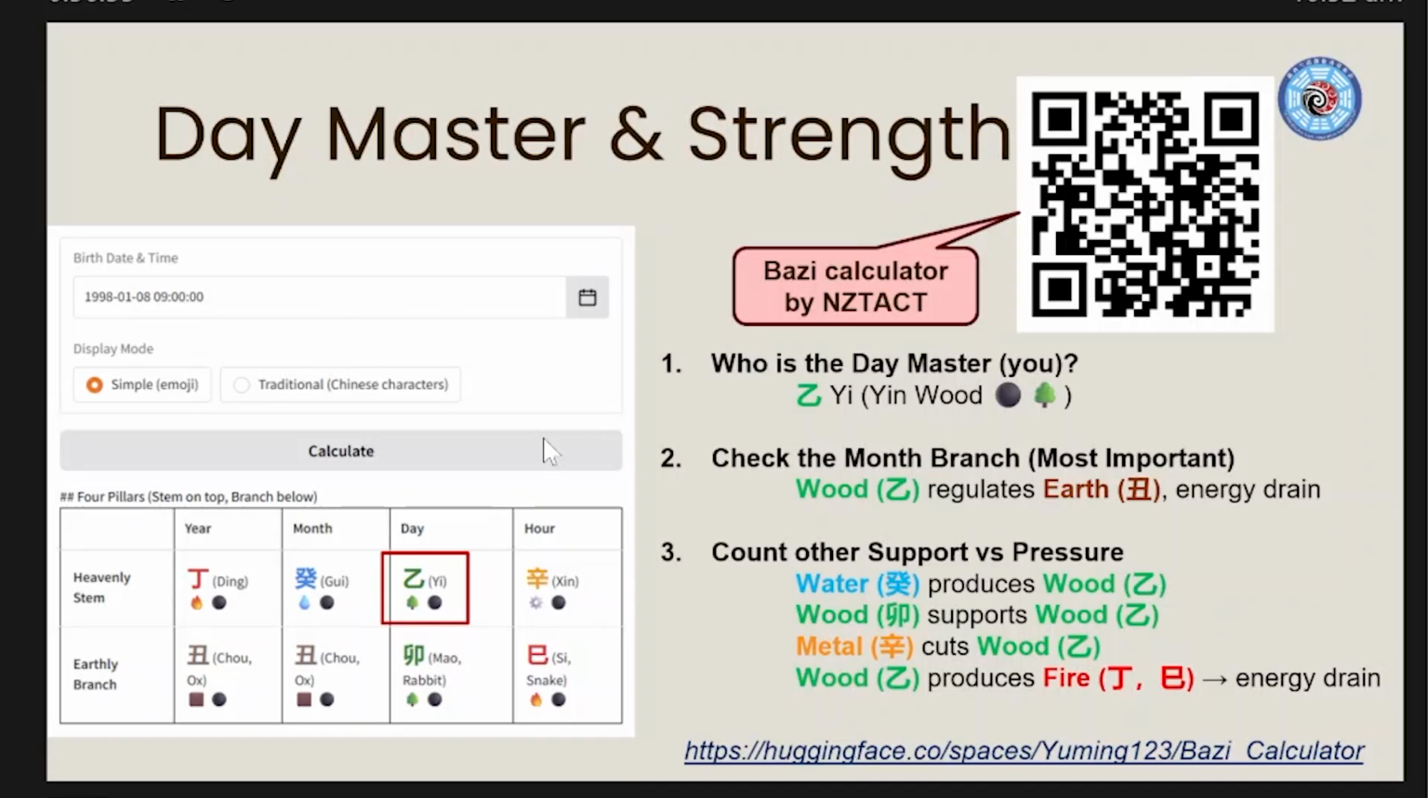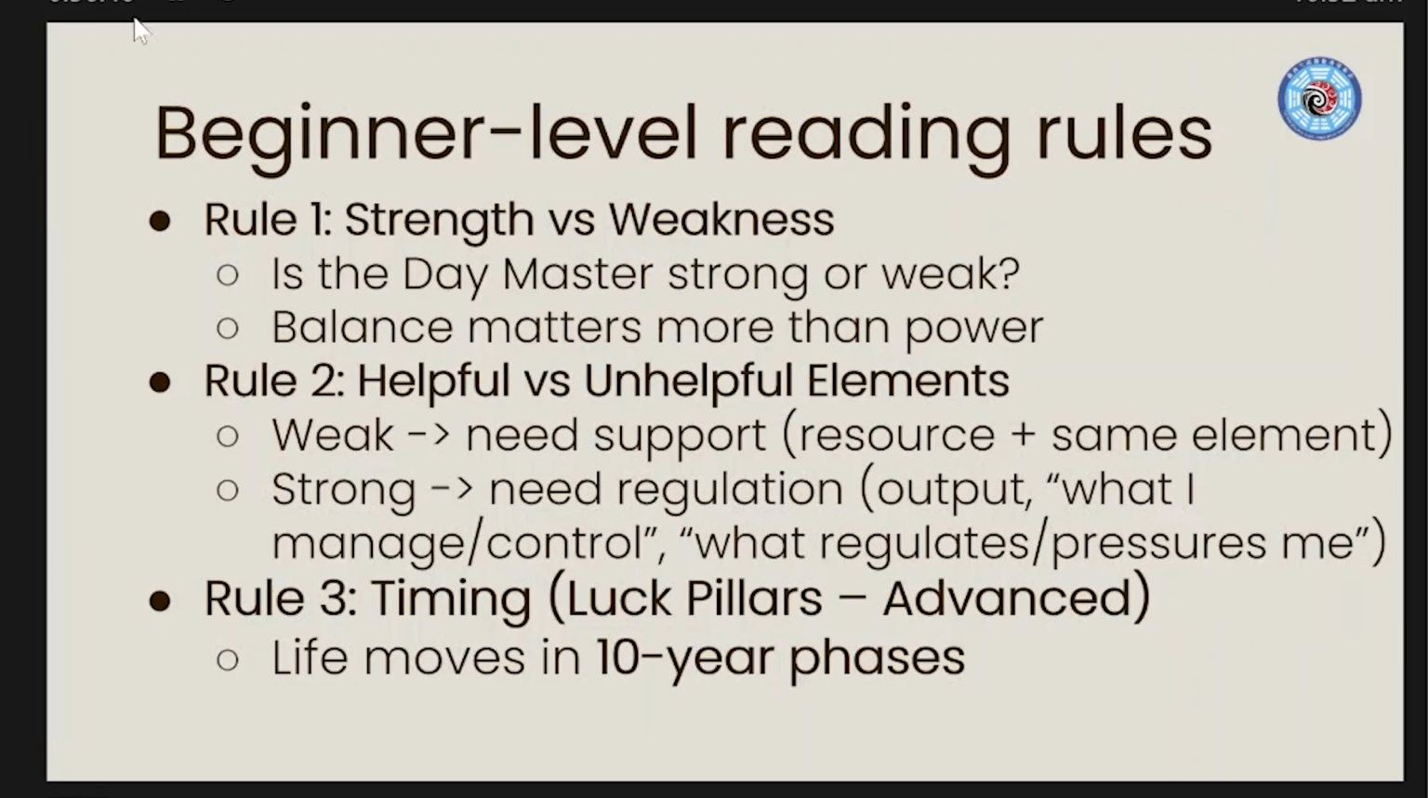Yeah, I think this is pretty much what we're going to share today. So these are some key takeaways. For the beginner level reading rules, we have 3 different rules. When we get a person's 8 characters, like a person's 8字, how can we read it? The first rule is we need to analyze whether this day master, your core element, is strong or weak. It doesn't mean good or bad. It's just 2 types.